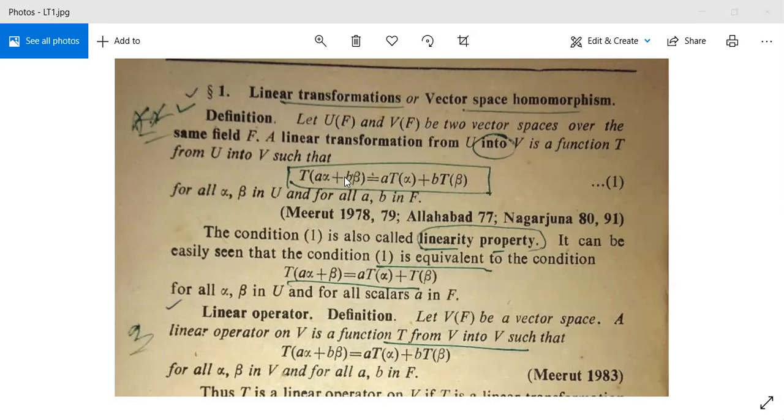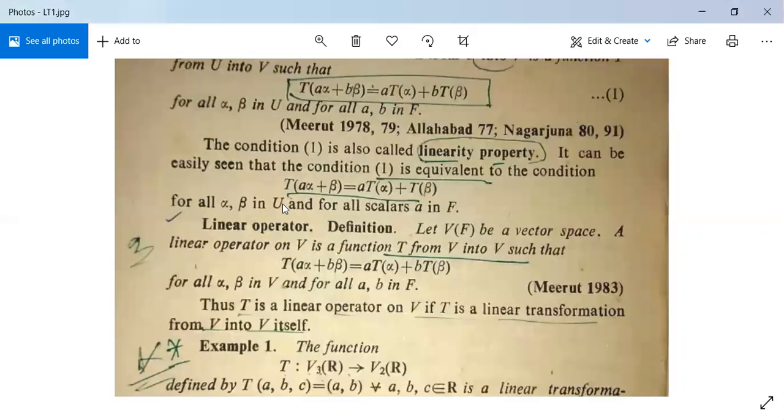Since it is linear, this condition is also called the linear property. This condition is the same as T(aα + β) = aT(α) + T(β), because it contains all the parts of this condition.